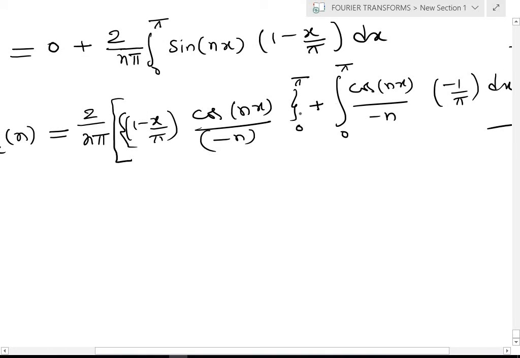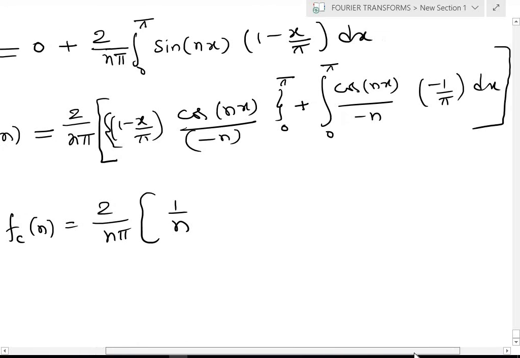So now you see here, when I substitute the upper limit, pi will come, 1 minus pi by pi, that is 1 minus 1 will be 0, upper limit will be 0, but lower limit will be contributing. So lower limit, when I put 0, this term will become 1, and this one will be cos 0 is 1, so that is only the term remaining. So here it is 2 by n pi, then here it is coming as 1 by n. Here it is coming as 1 by n.